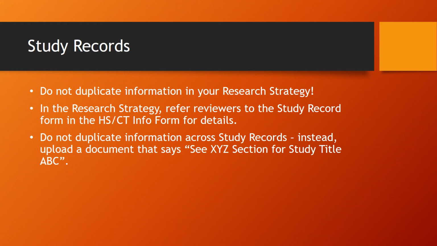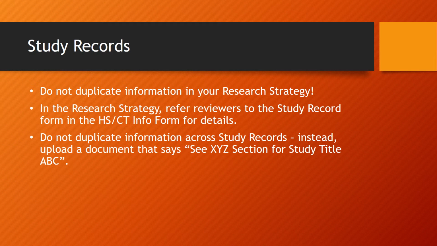So again, unlike in previous NIH forms where there was minimal human subjects information given, and you had to include everything in your research strategy section, now they're saying, because they're asking for so much more detail in terms of the protocol and the design and the power analysis, that it would be too much to include in the research strategy. So they say several times in the instructions that in your research strategy, you can just give a brief description and then refer reviewers to the study record form in the human subjects and clinical trials information form. They really don't want to see duplicated information in the human subjects forms and the research strategy.